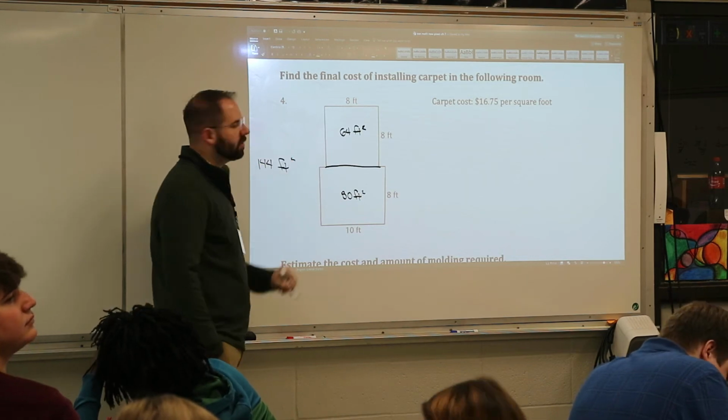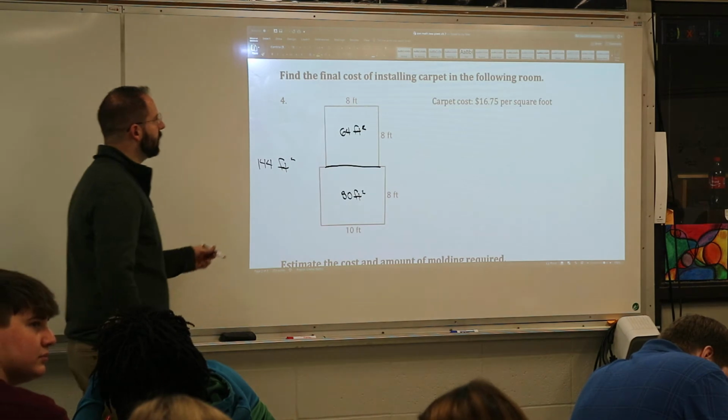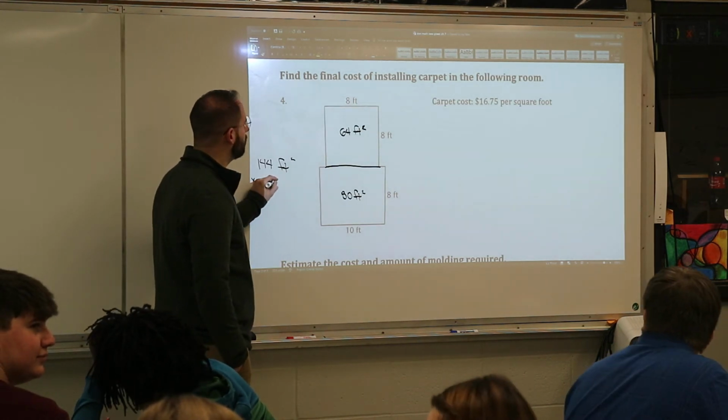So we got a total of 144 square feet, correct? Then you just multiply by the price of your carpet. Because the price per carpet is per square foot.